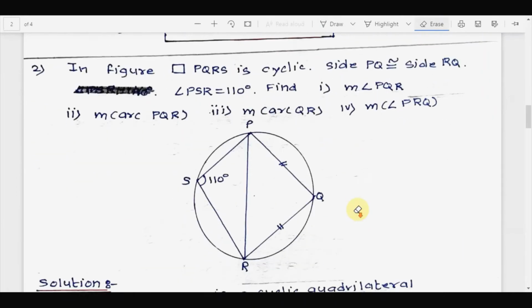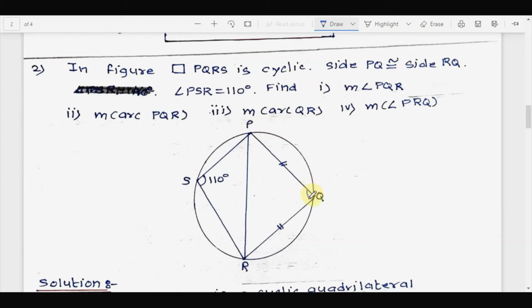Now second example. What is the second example? In figure, quadrilateral PQRS is cyclic. Side PQ is congruent to side RQ. It is given to you already. Major angle PSR is 110 degree. Find major angle PQR, means this angle you want to find.